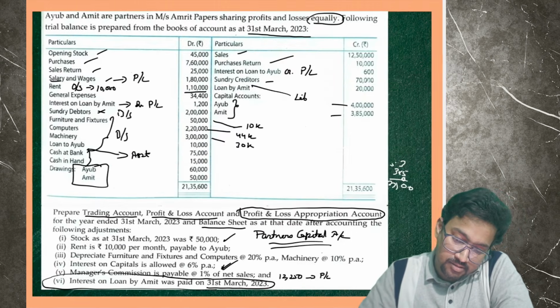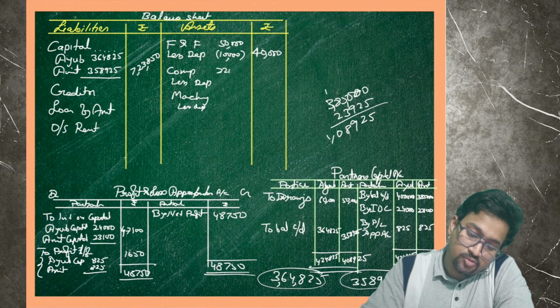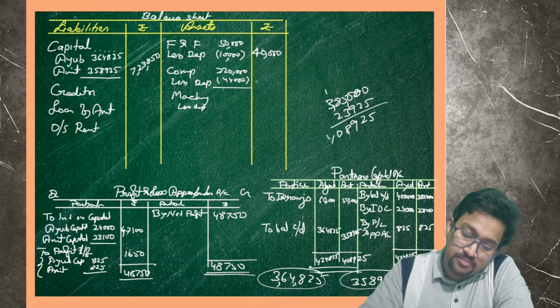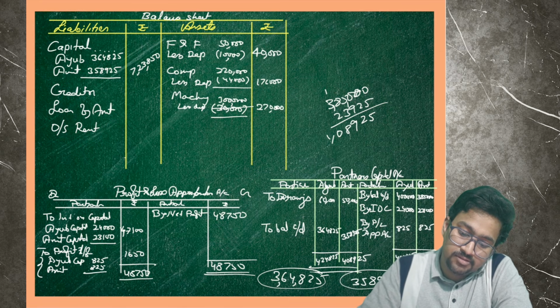Computer, I believe computer was 2,20,000 and 44,000 reduced. So this will be 1,76,000. Machinery for 3 lakh and we will reduce 30,000 from this. So this will be 2,70,000.